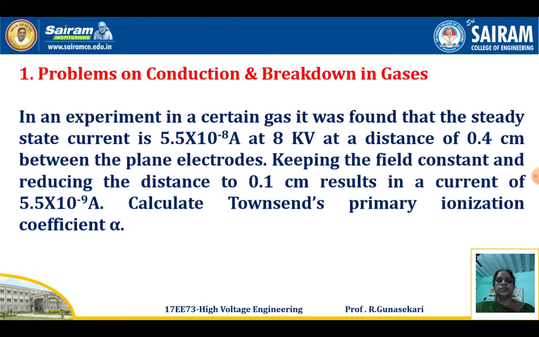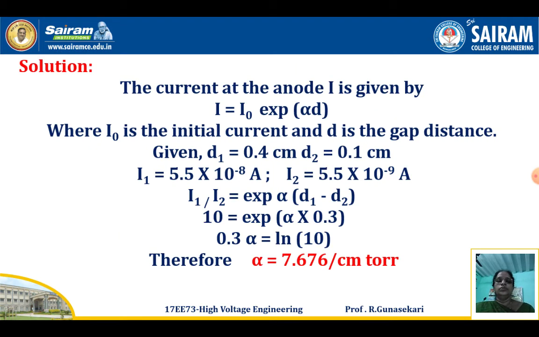Alpha is called the Townsend's primary ionization coefficient. You already studied the theory, so we should know the formula. Now, first the given data. The current at the anode I is given by I = I0 exp(αd), as per the Townsend theory. Here I0 is the initial current and d is the gap distance. We already studied this in the theory portion.